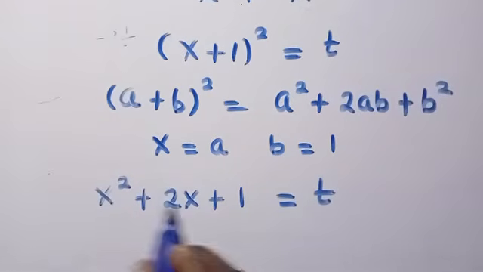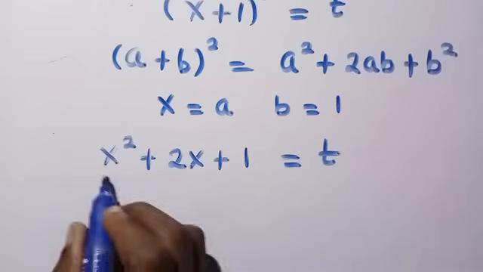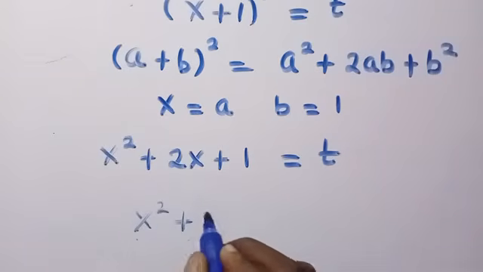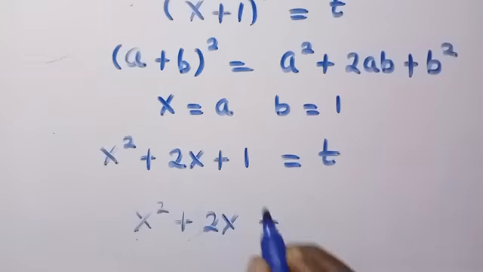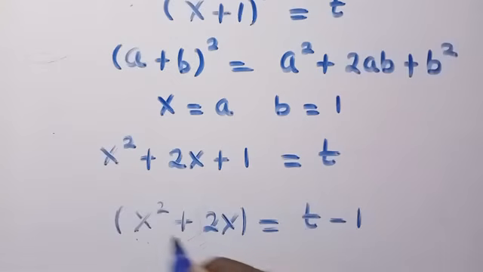We need x squared plus 2x as the subject of the formula. Then let's make it the subject here. By making it the subject, we take 1 to the other side, as we have t minus 1. This is what we have for x squared plus 2x, and everything is t minus 1. We are going to make this one a star equation.